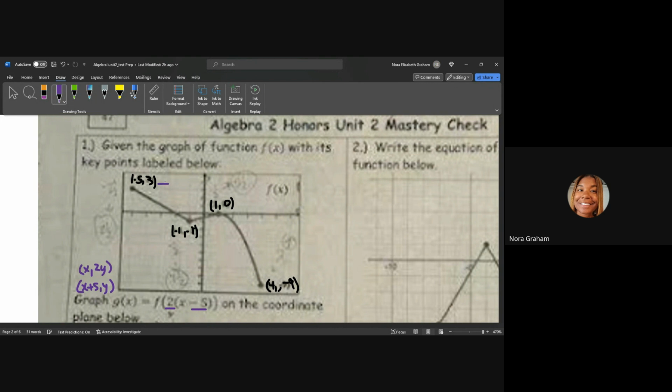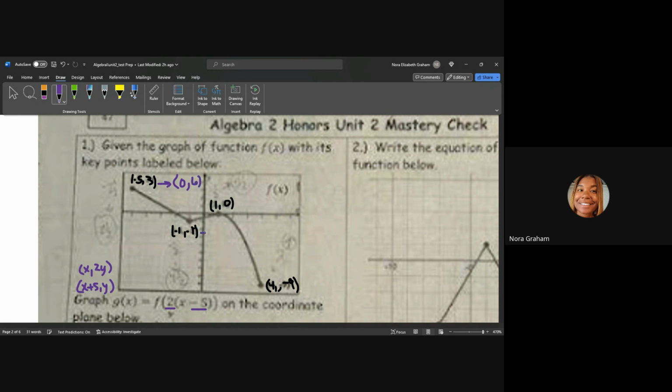So I'm only going to do 3 of these points just for time's sake. Remember, for our x, we do -5 plus 5, which is going to give me 0. And for my y, we want to multiply it by our a, which is 2. So 3 times 2 is going to give me 6. That would be my new point on my g of x graph.